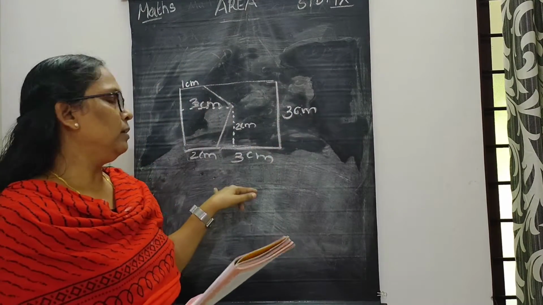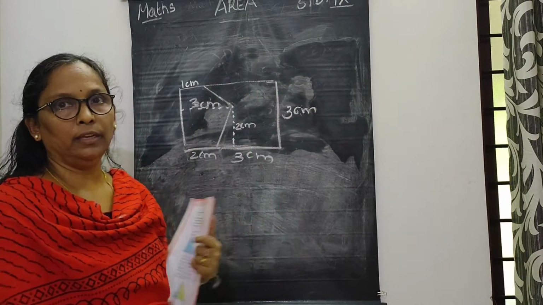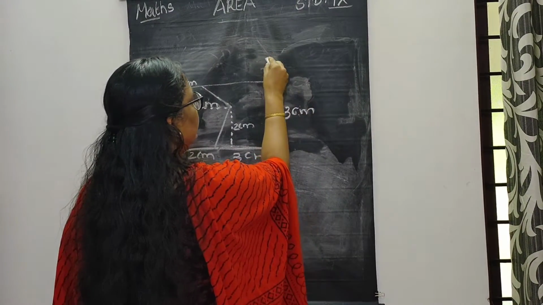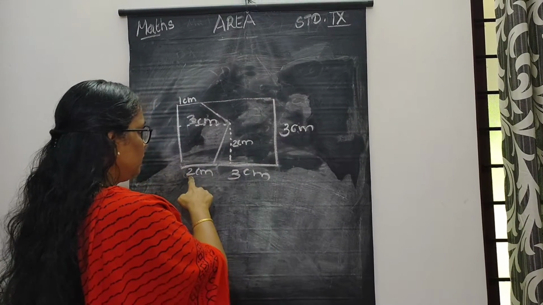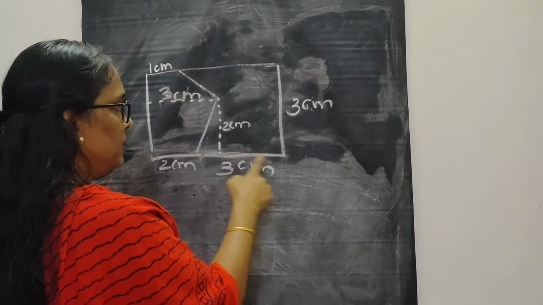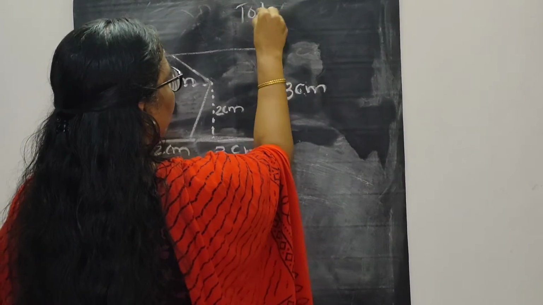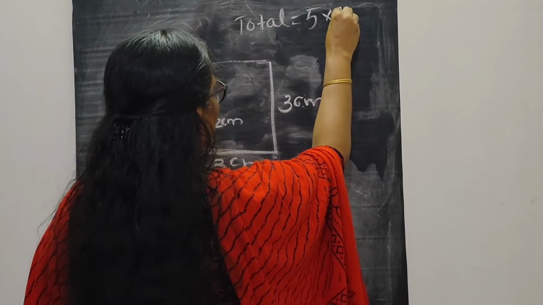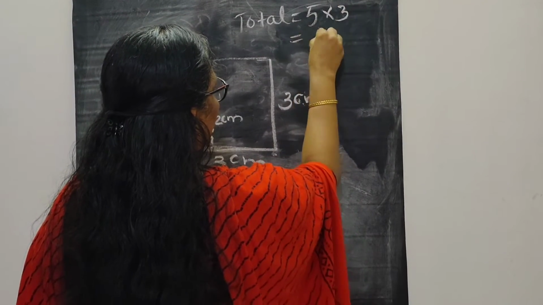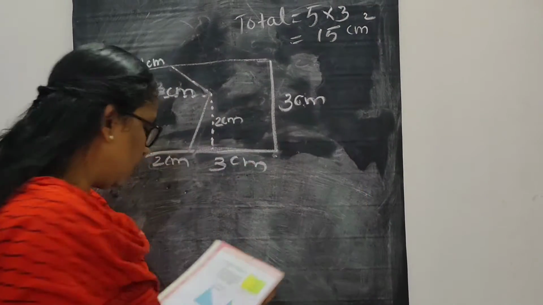This is a rectangle, and you know what is the total area of this rectangle? Base into height. Base means here 2, here 3, that means base is 5 and height is 3. So the rectangle's total area, we can take it as 5 into 3 equal to 15. 15 centimeters square. That is the total area.